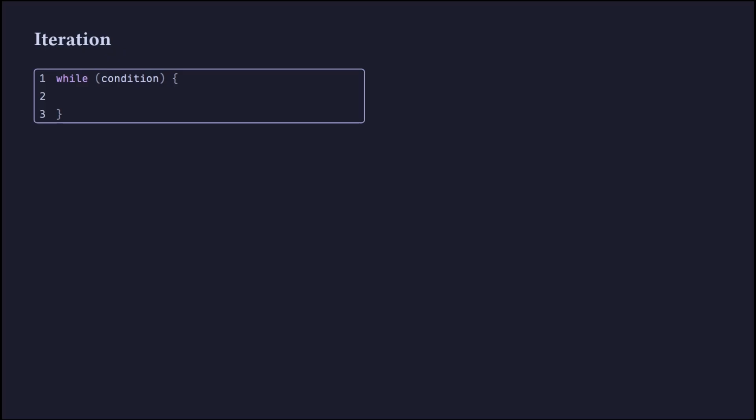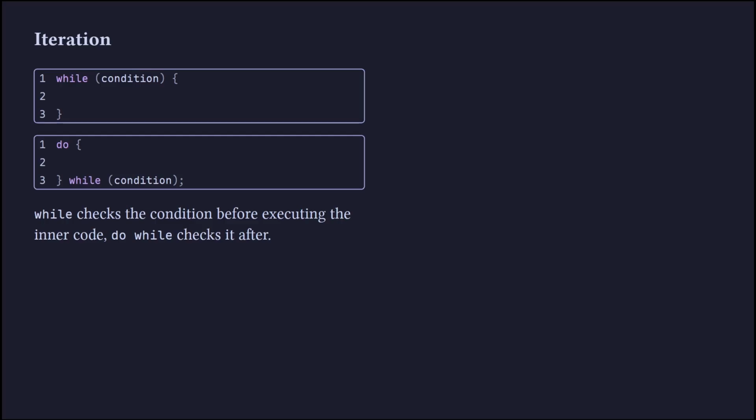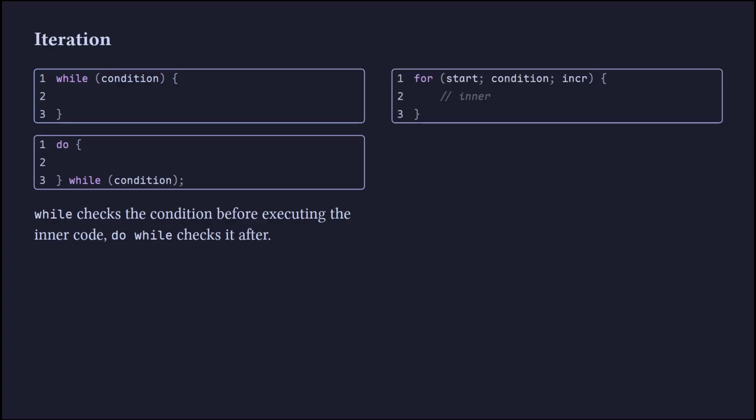Iteration has two main constructs that we'll talk about: the while loop, which is very common in other languages, and also the do while loop. The difference between these is that while checks the condition before doing the inner code, whilst do while checks it after. So if you have a block of code that is within a do while statement, it will always run at least once. In practice, it's not super useful, but it's something to be aware of if you're reading other people's code.